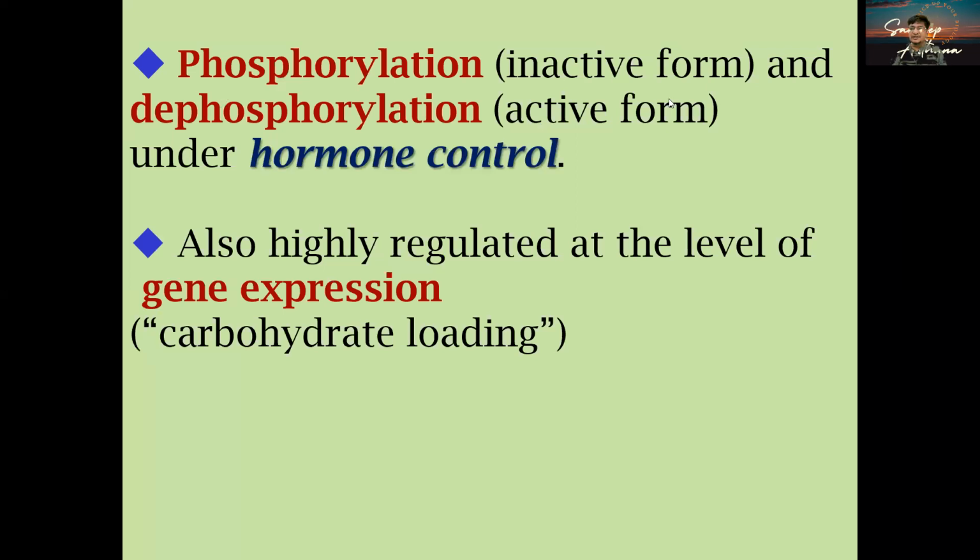Then the phosphorylation, which gives the inactive form, and the dephosphorylation gives the active form under hormonal control. It could be vice versa as well. So some enzymes can be regulated in many ways. One, they require some proteolytic cleavage so that the zymogen form can be converted into the active form. They require phosphorylation and dephosphorylation, and they are also triggered by the gene expression pattern as well.